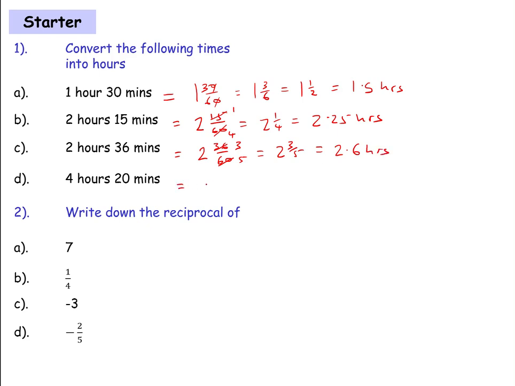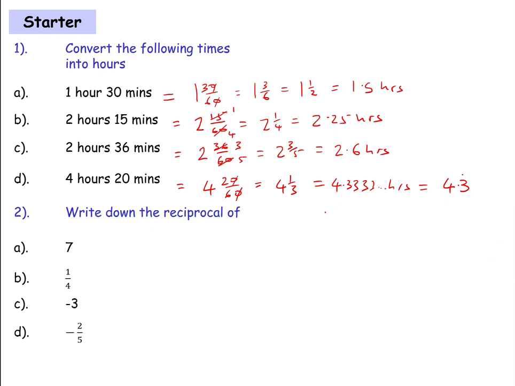And on this one, we got 4 hours and 20 minutes, so 20 out of 60. You can see a 0 on the bottom and a 0 on the top, so they can cancel each other out. 2 out of 6 is the same thing as 1/3, so that's equal to 4 1/3. As a decimal, a third is recurring, so it's 4.3333 onwards. To make it easier, I could write 4.3 with a dot above the 3, and that dot is telling me that the 3 recurs forever.